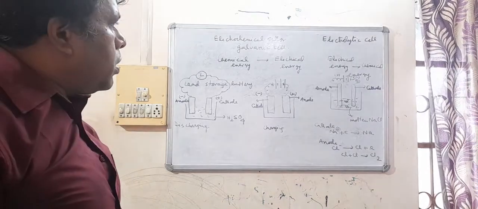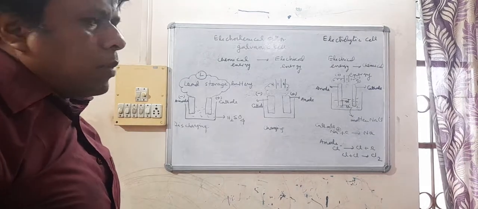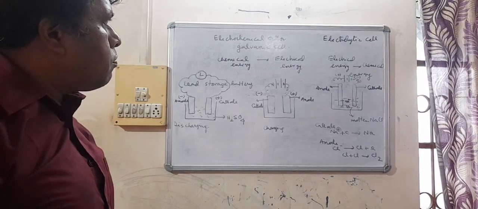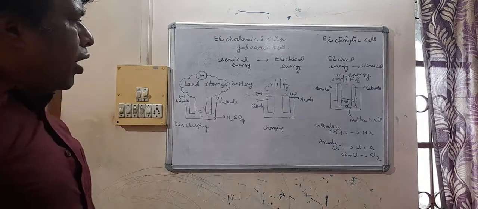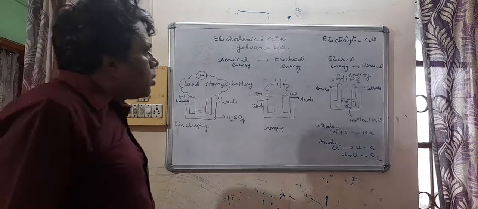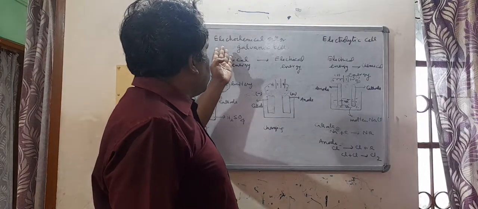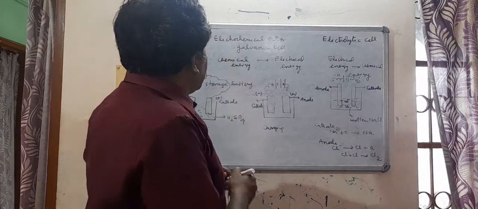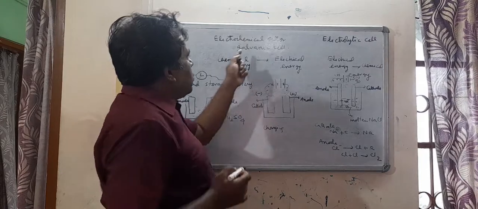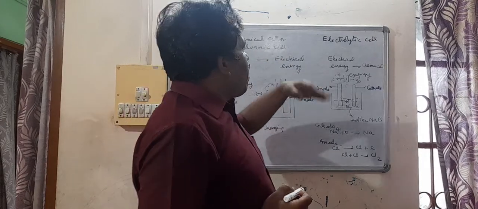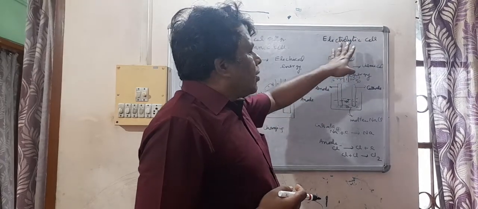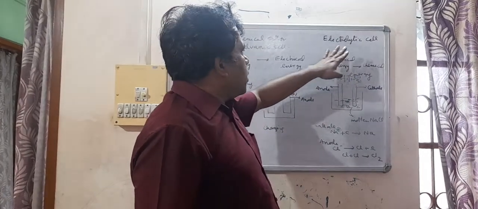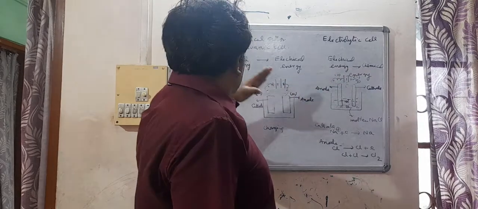This video will be on the working of lead storage battery. You know, lead storage battery is an example of secondary cell. Before that, let me tell you that there are two types of cell we will come across in this chapter. One is electrochemical cell, which is also known as galvanic cell, and the other one is electrolytic cell, that we are going to study in next classes.